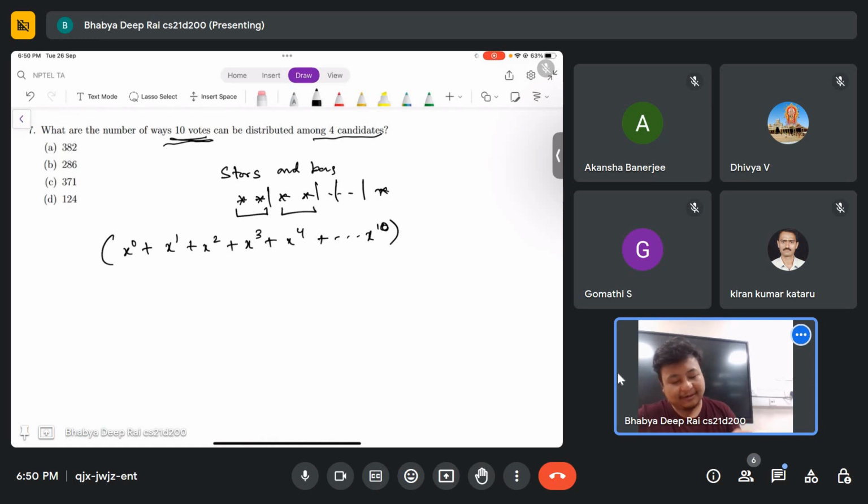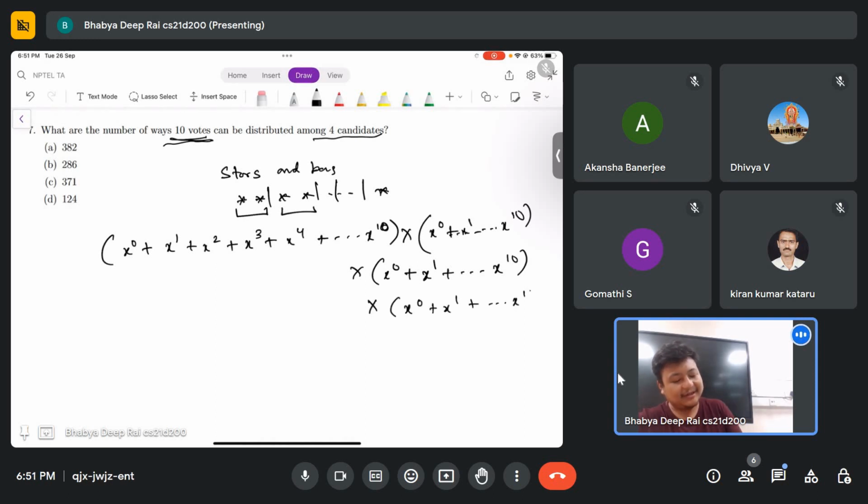Okay, and what about the next guy? The next guy is shown by a multiplication: x to the 0 plus x to the 1, and so on till x to the 10. And there are 4 people here. So times x to the 0 plus, this is for the third candidate. Even for him, he can have 0 votes up to 10. The next person can also have x to the 0 plus x to the 1 plus and so on till x to the 10. This is nothing but x to the 0 plus x to the 1 plus and so on till x to the 10, whole to the power 4. I'm multiplying these blocks 4 times.